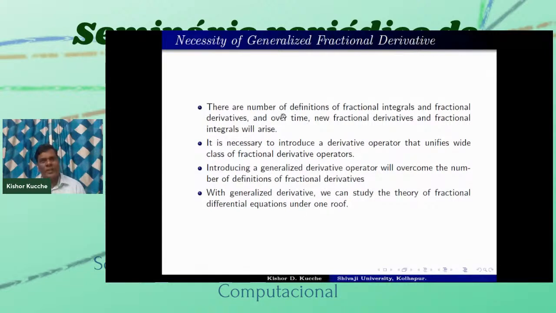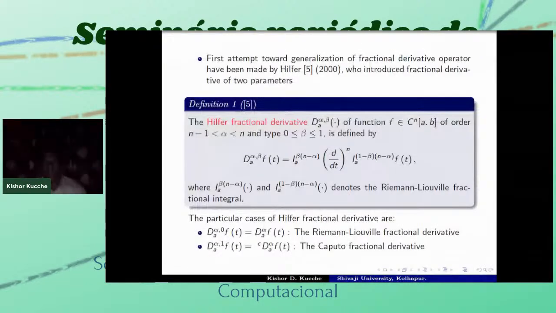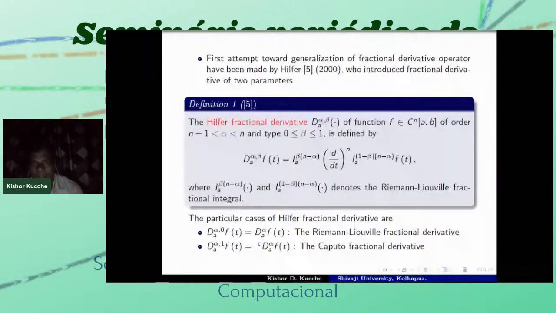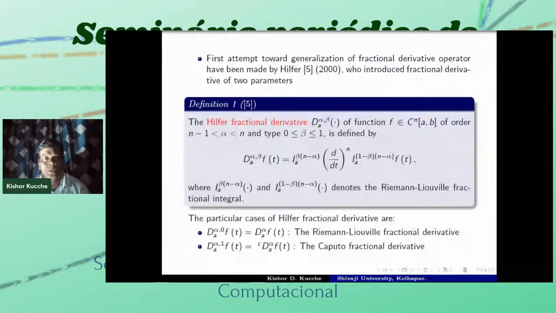The first attempt toward the generalization of fractional derivative operator was made by Hilfer in 2000, who introduced a fractional derivative of two parameters. This is the definition which we know.